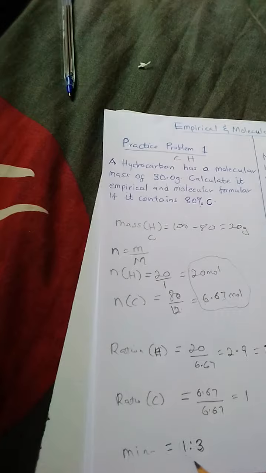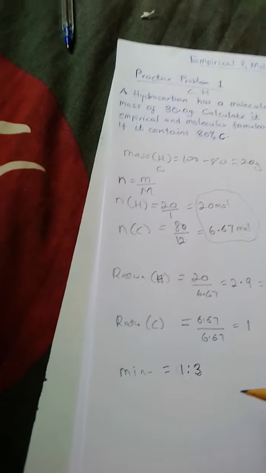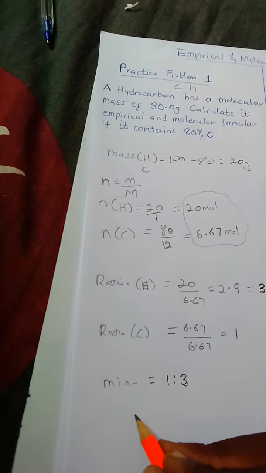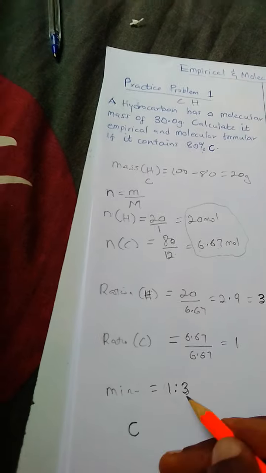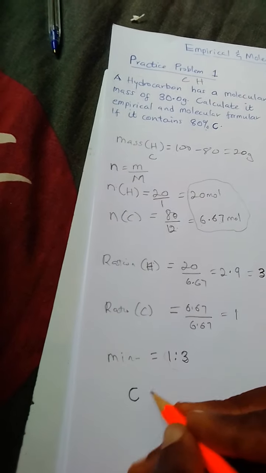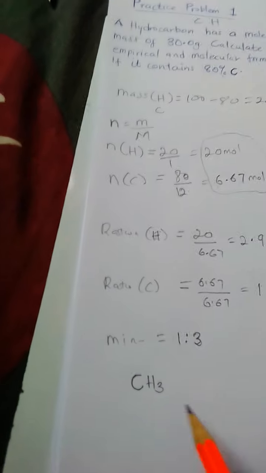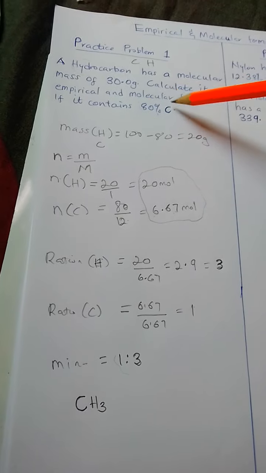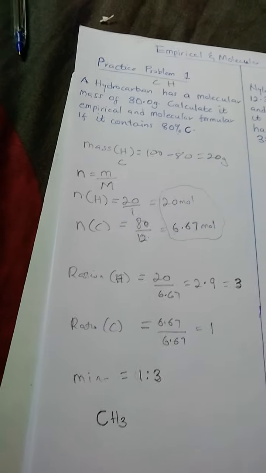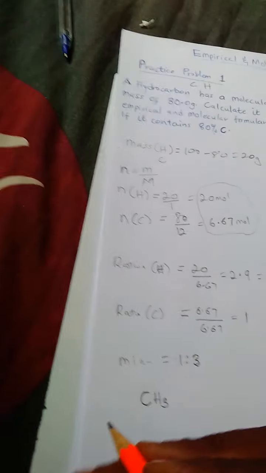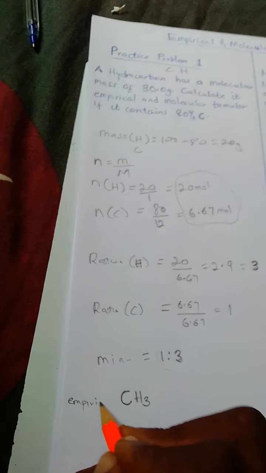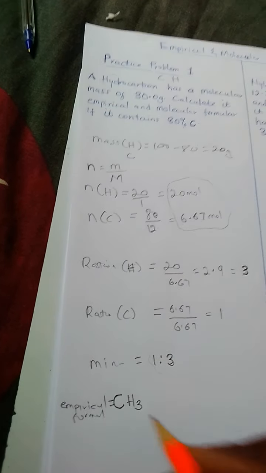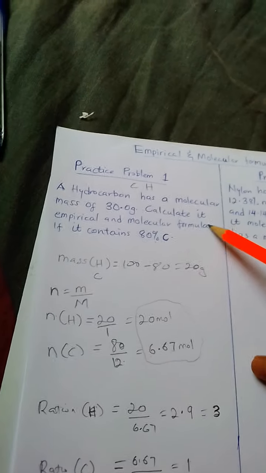Therefore, this minimum ratio defines the empirical formula. So the empirical formula of the hydrocarbon is 1 of the carbon, then 3 of the hydrogen. So the empirical formula of the hydrocarbon having 80% of carbon and 20% of hydrogen is CH3. So this is the empirical formula. So you get done with the first part of the question, the empirical formula.